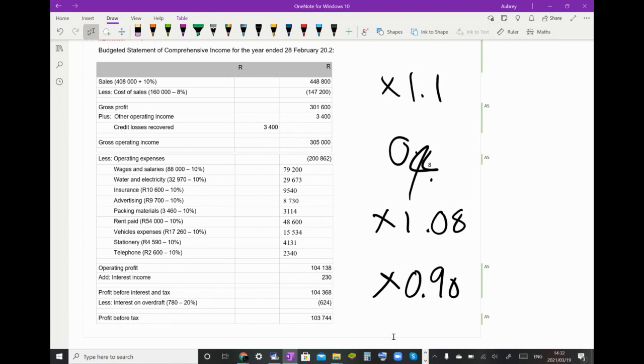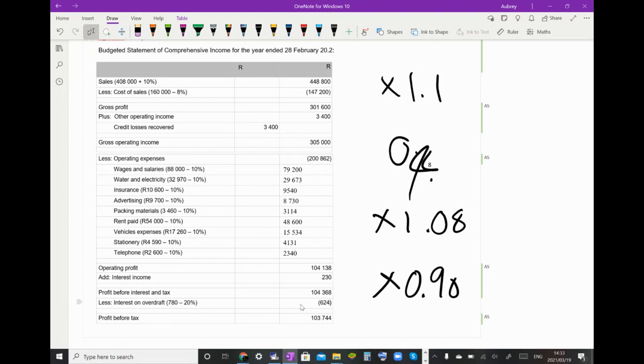All right, and then hopefully when you add all these expenses, you get that 200,862. And hopefully when you do your calculations there, adding and subtracting, you arrive at the same profit. Okay, but anyway, that is activity 2.4.